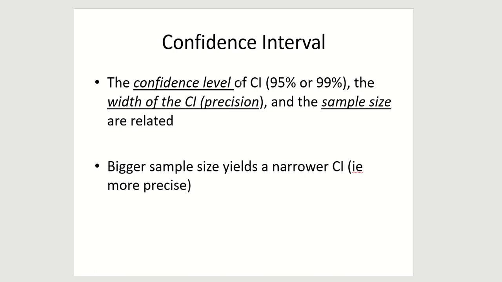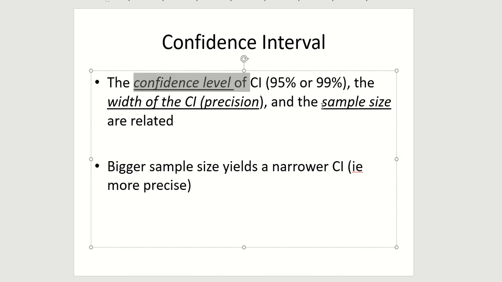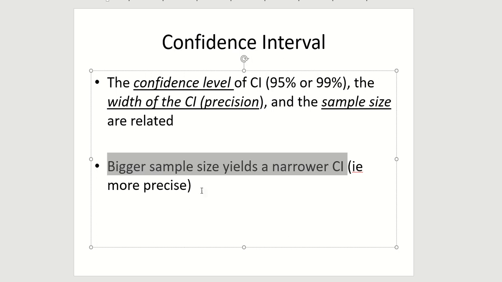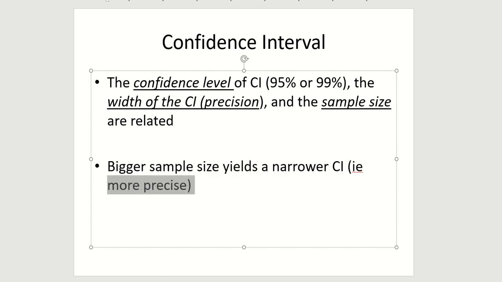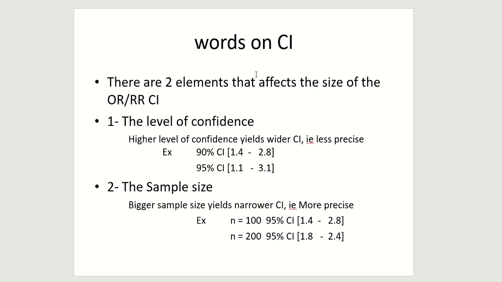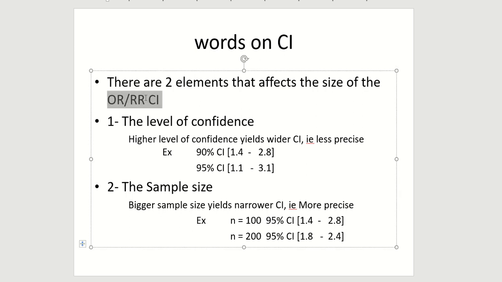But we said the confidence and the sample size, okay, are two elements that help you determine the width of your confidence interval. The bigger the sample size, the narrower the interval is, and the more precise the interval is. Okay? There are two elements that affect the size of the confidence interval: sample size, as I mentioned a minute ago, and the level of the confidence. Higher level of confidence yields wider confidence intervals and less precision.